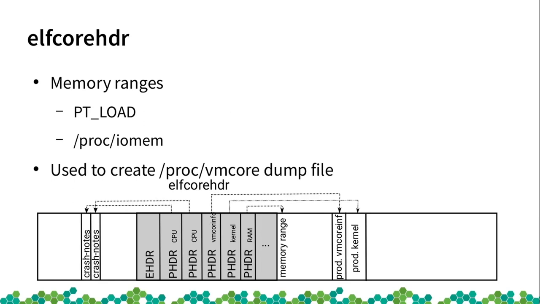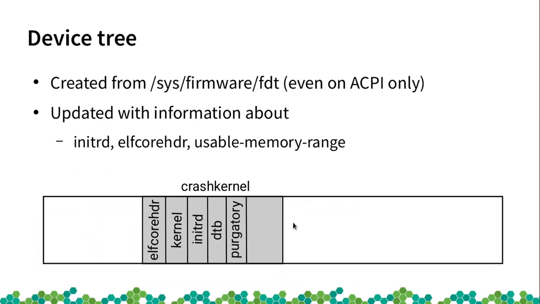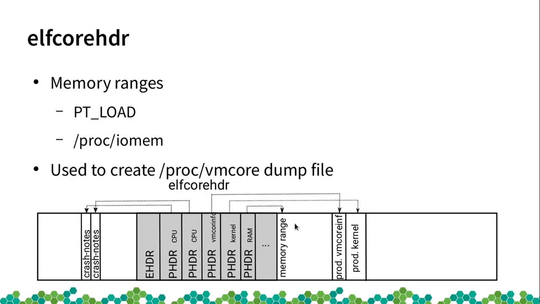Then what you also need, of course, is the real memory that your production system has. So what the elf kexec tool does, it reads /proc/iomem and decides which parts of this are system RAM by a string compare, so nothing really elaborate, and then points to that. Okay, so that's about the elf core header. This information, as I said, is then used to create the dump file, and then in the capture system you can read that.